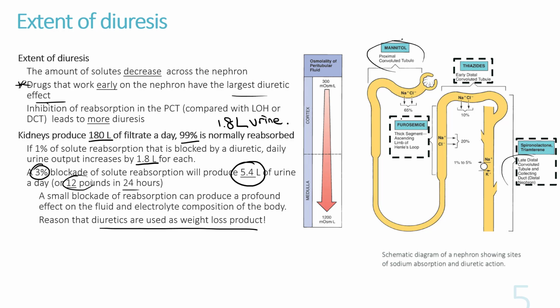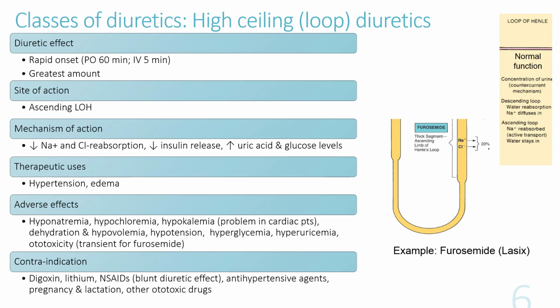Going back to this, we're going to look at these three groups of drugs. The first group is called loop diuretics or high ceiling diuretics. You can see over here it has a rapid onset. IV, it sets in within 5 minutes, and if orally administered, it takes an hour, and it leads to the greatest amount of diuresis possible out of the three that we're going to talk about.